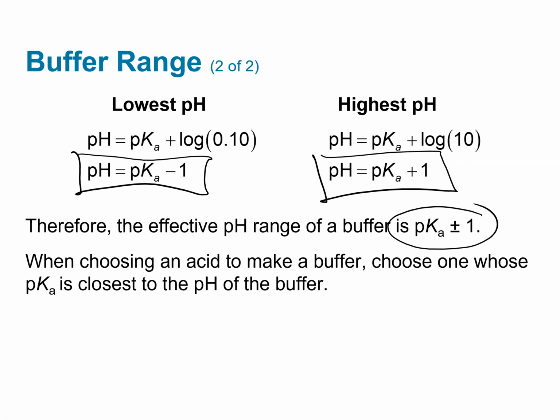So when we say the effectiveness of a buffer is defined by plus or minus 1 from the pKa, this also gives us information into choosing weak acids that function as good buffers at specific pH ranges. If you want to buffer a system at a target pH, you need to pick a weak acid which has a pKa within plus or minus 1 of your target.